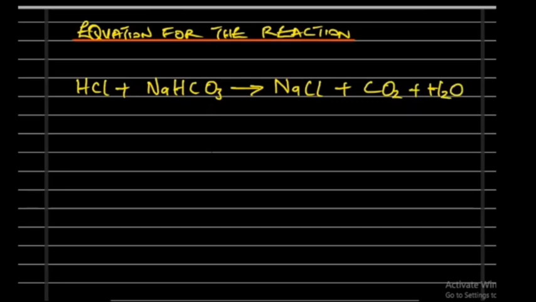This is what the reaction will be looking like, and if you look at it, all of them are in ratio 1:1. One of hydrochloric acid, one of sodium hydrogen trioxocarbonate, one of sodium chloride, one of carbon dioxide, and one of our water. That is what the equation for the reaction will look like.